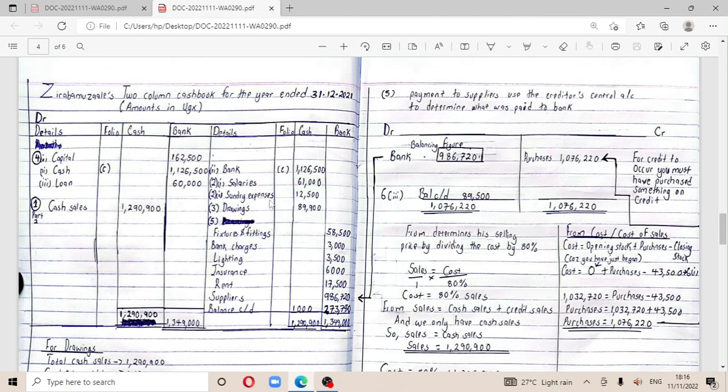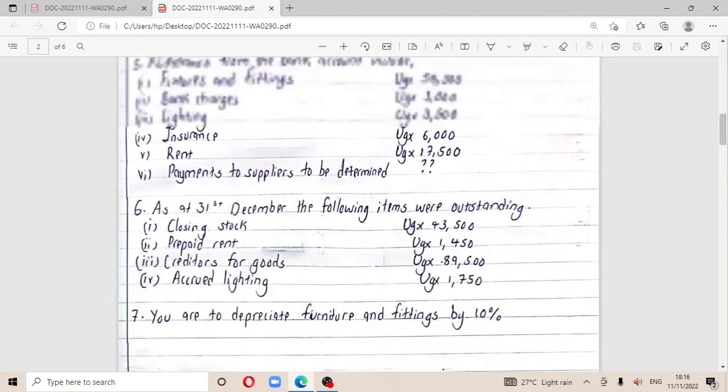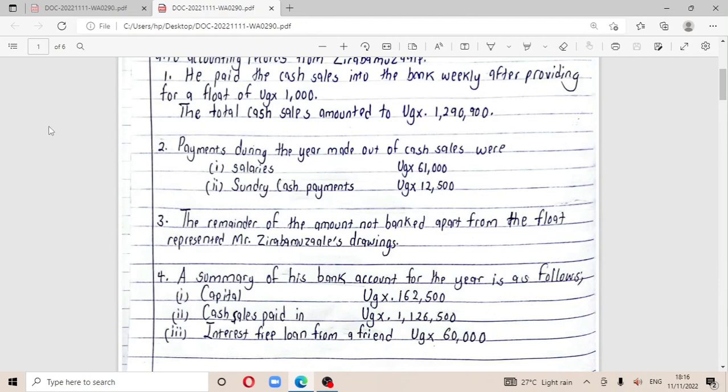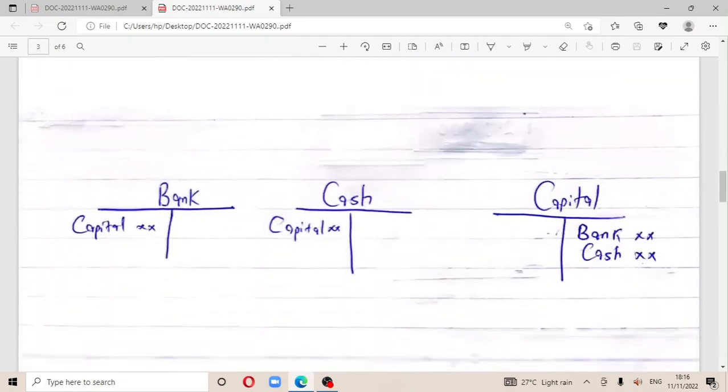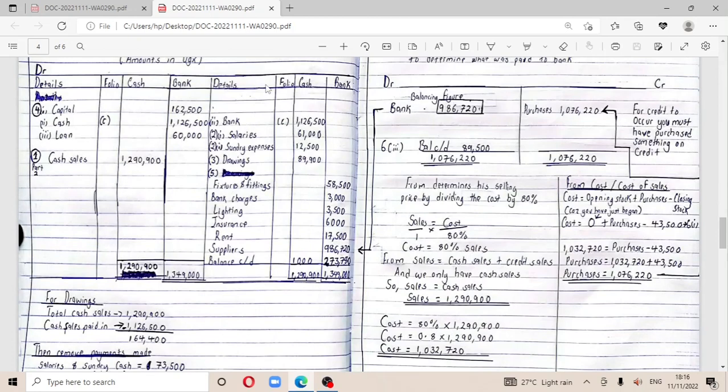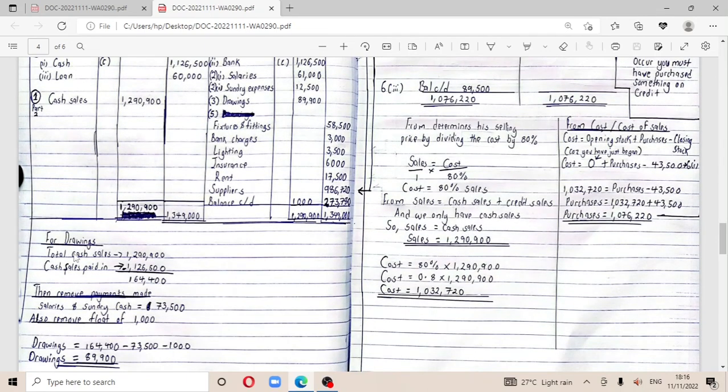And then point number 3, which is the remainder of the amount not banked apart from the float, represented Mr. Zira's drawing. So this is where I connect point 3 to point 1, which says he paid cash sales into the bank quickly after providing for a float of 1,000. So this is the treatment for drawings on that point. For drawings, I'm going to get the cash sales, which were 1,290,900.